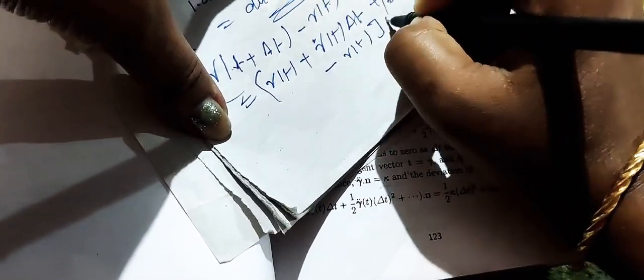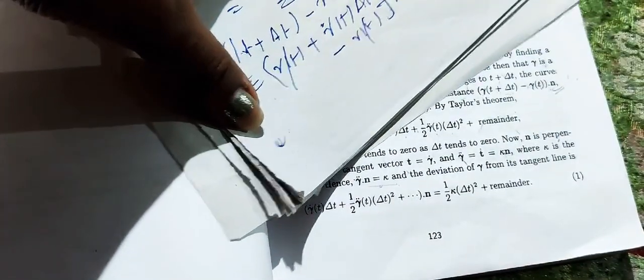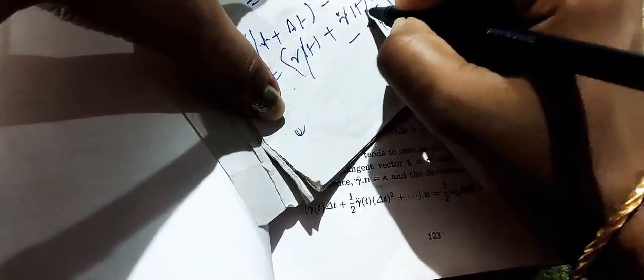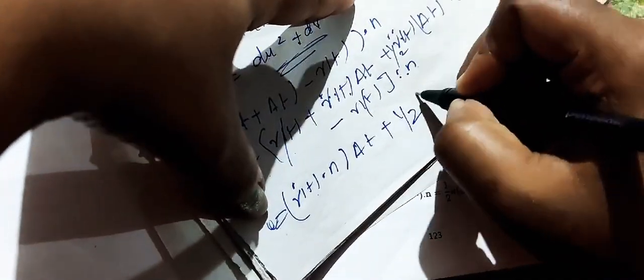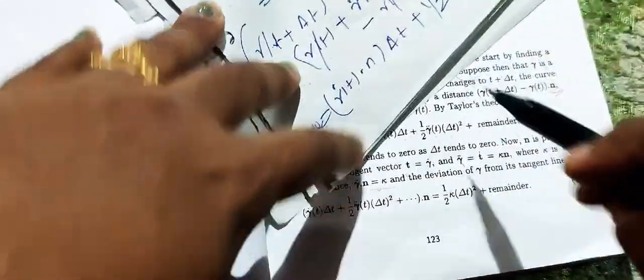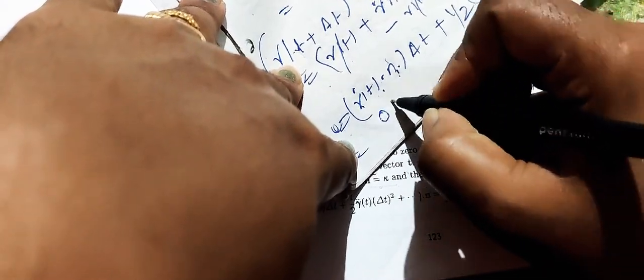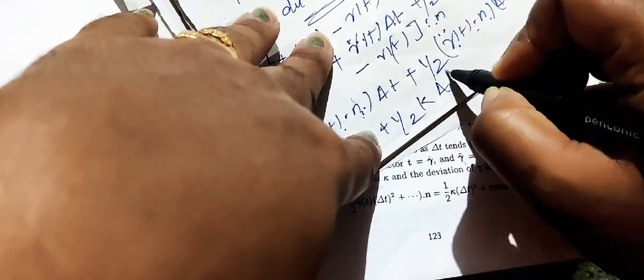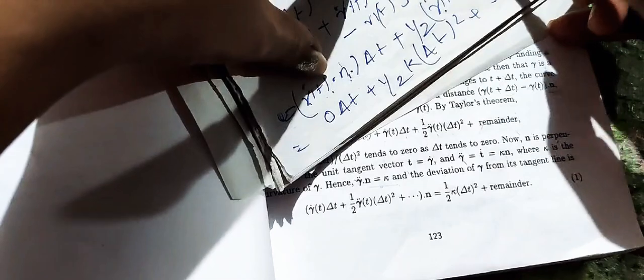Okay, so gamma of t cancels. We get gamma dot of t dot n into delta t plus 1 by 2 gamma double dot of t dot n into delta t square plus remainder. n is the principal normal, which is always perpendicular to the tangent, so gamma dot of t dot n becomes 0. So we get 0 into delta t plus 1 by 2 into K delta t whole square, plus etc. as a remainder.